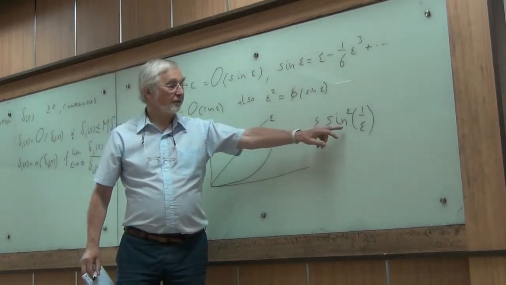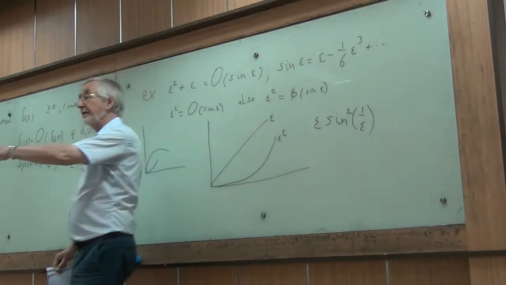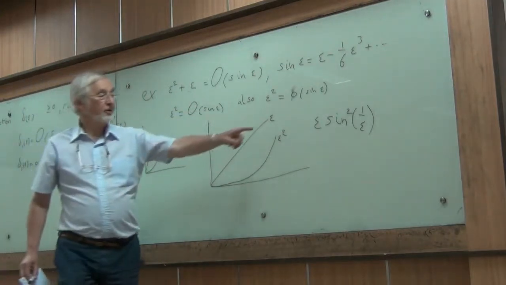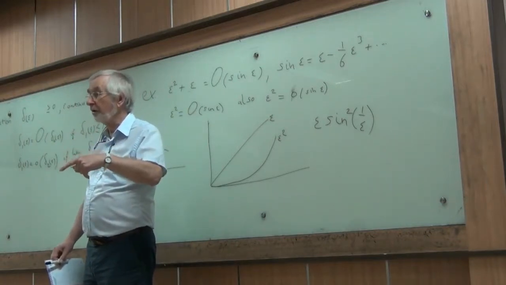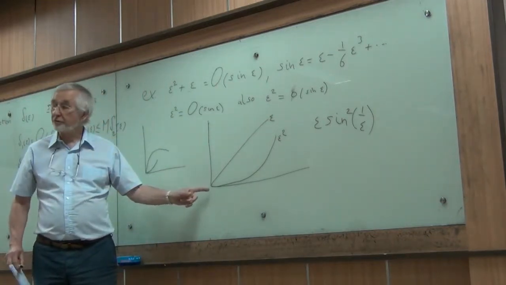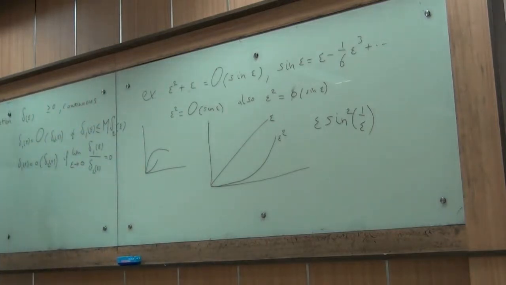What happens to the sinus? Well, if epsilon goes to zero, 1 over epsilon goes to infinity. So the sinus becomes an infinite number of times zero in each neighborhood of zero. Yeah. Ooh, that is really, really fantastic. Think about it. Sinus, 1 over epsilon, becomes an infinite number of times zero in the neighborhood of epsilon zero.